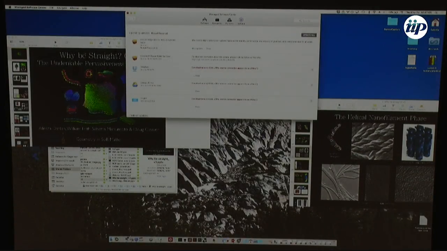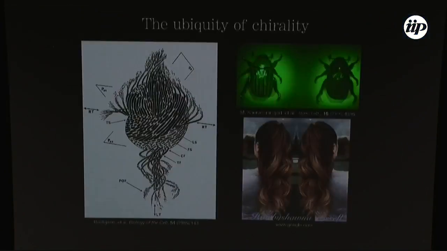Oops. No, I'm not going to restart my computer right now.